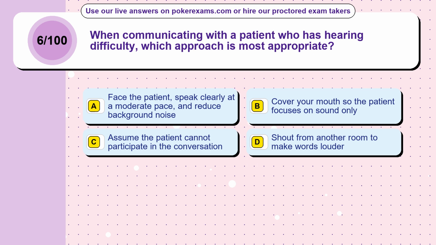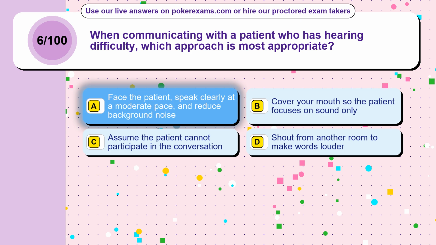Question 6. When communicating with a patient who has hearing difficulty, which approach is most appropriate? Option A. Face the patient, speak clearly at a moderate pace, and reduce background noise. Option B. Cover your mouth so the patient focuses on sound only. Option C. Assume the patient cannot participate in the conversation. Option D. Shout from another room to make words louder.